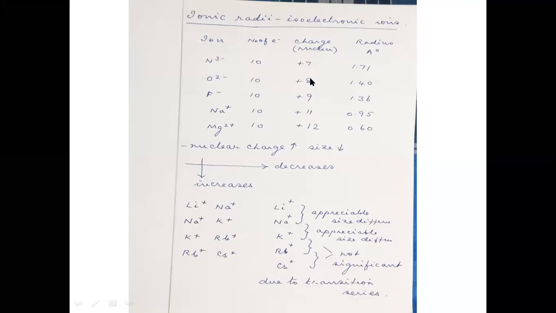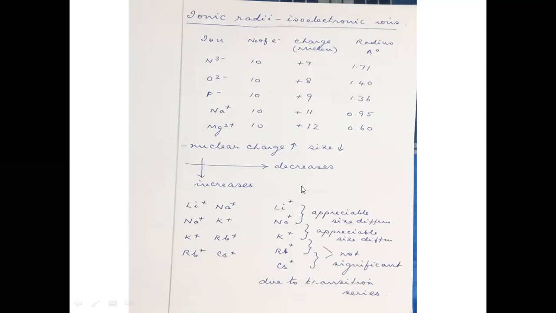Say from 8 to 9, there is a decrease of the order of 0.1 angstrom unit. But in this case, there is a change of the order of 0.4 angstrom unit. Similarly, for the next case, Mg2 plus, there is a change of the order of 0.3 angstrom units. Therefore, the ionic radii depend upon the number of electrons and the nuclear charge.